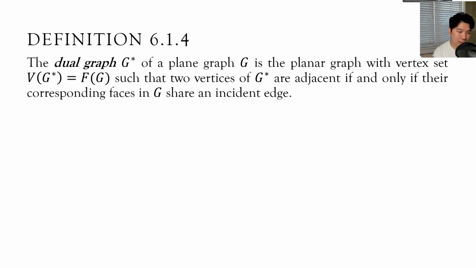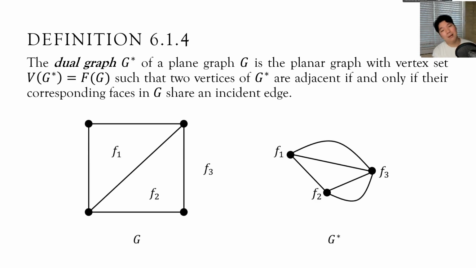So let me pull up this example here. On the left, I have this graph G. This is clearly planar, and I have 3 faces, F1, F2, and then my outer unbounded face F3. The dual graph says, let each face become a vertex. So notice on the right, I have F1 is a vertex, F2 is a vertex, and F3 is a vertex as well.